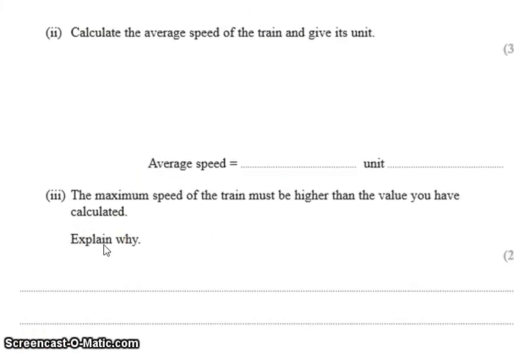In part 2, you need to calculate the average speed of the train and give its unit. Now there's a variety of ways to do this with the information given, so I'll go through a couple of them now.